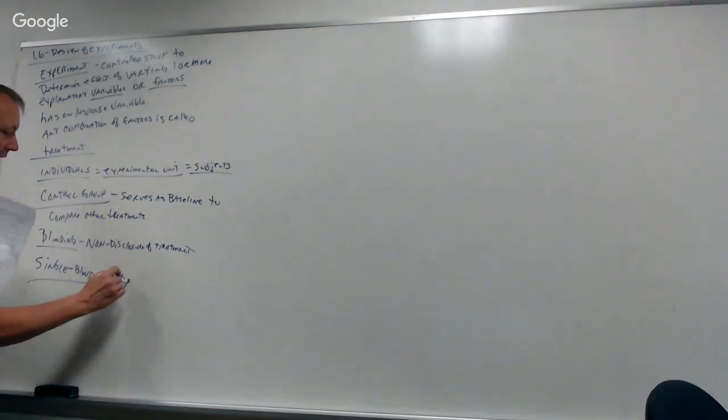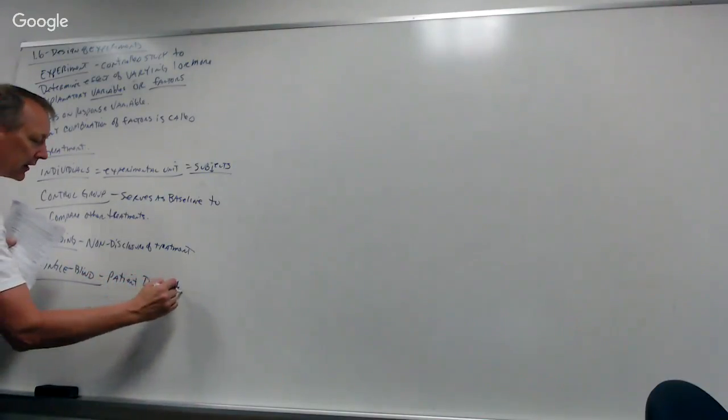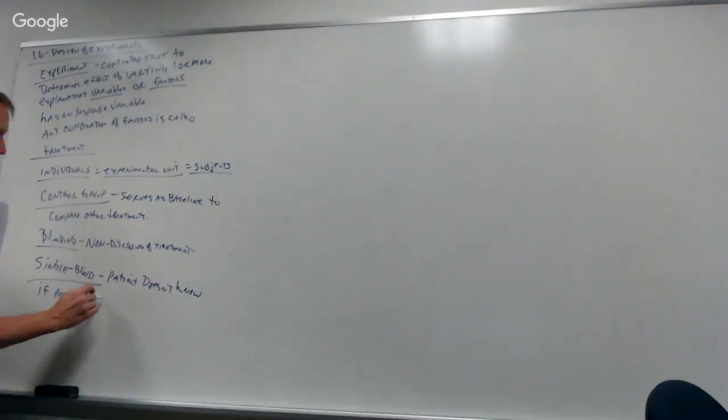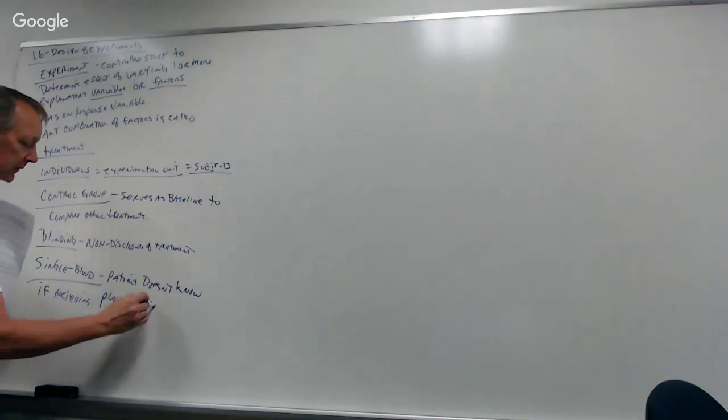So we've got two types of blinding: single blind, which means the patient doesn't know if they are receiving the placebo or the treatment.